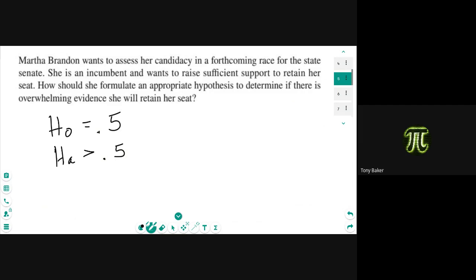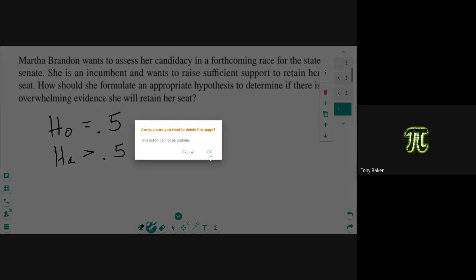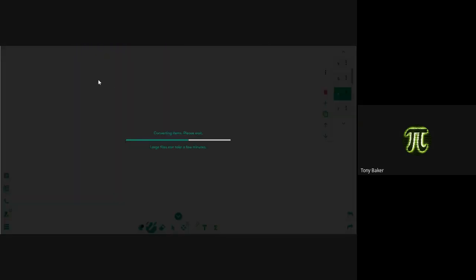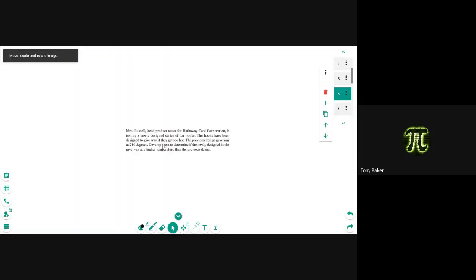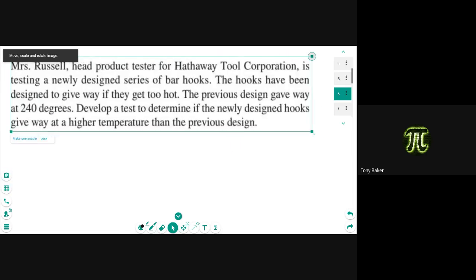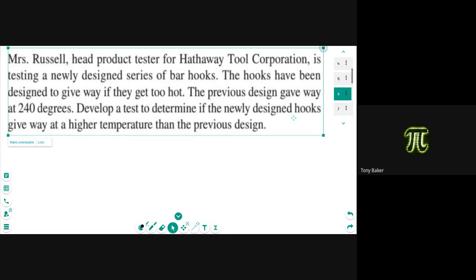All right, let's look at this one. I didn't want to, oh, I duplicated it. Hold on. I hit the wrong button. Okay, that's what it was. All right, null hypothesis and alternate hypothesis.